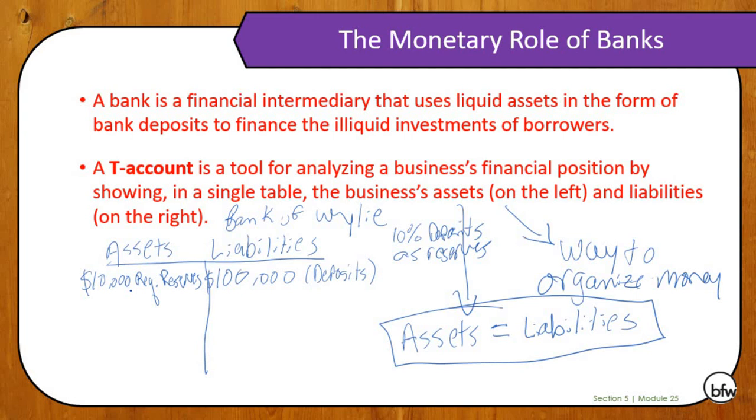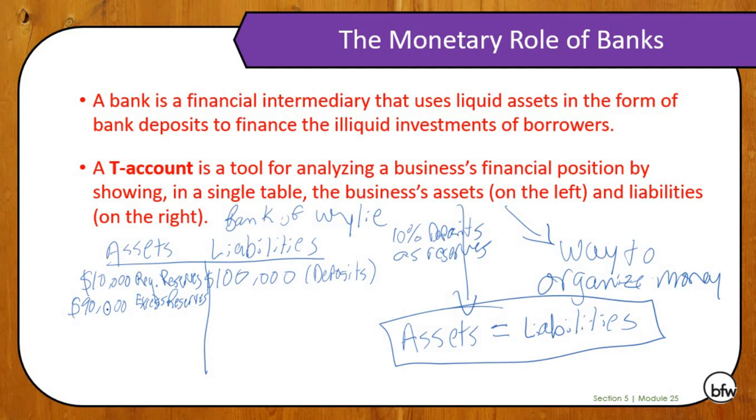Now, notice how I said assets must equal liabilities. Well, that means we have an extra $90,000 somewhere. Basically, we're just organizing this here. We're going to put that $90,000 and label it as excess reserves. That's how much money the Bank of Wiley has left over to make loans to people.